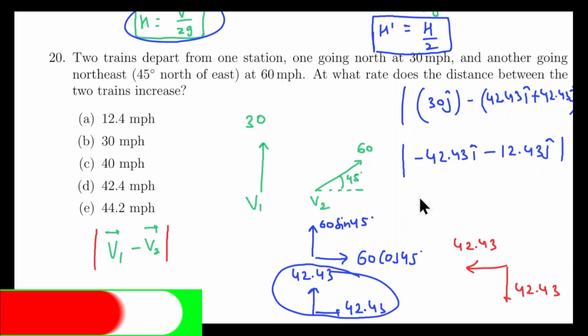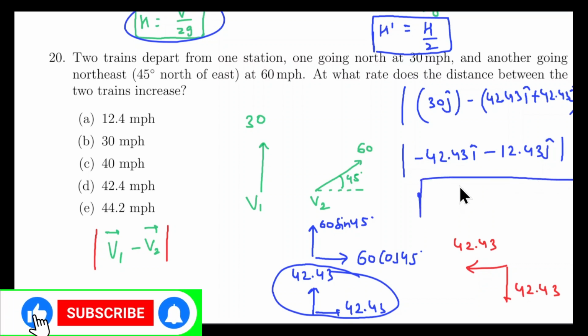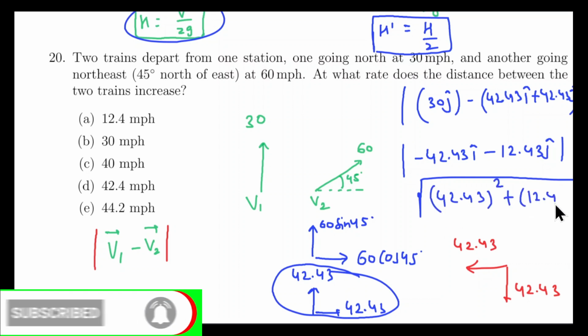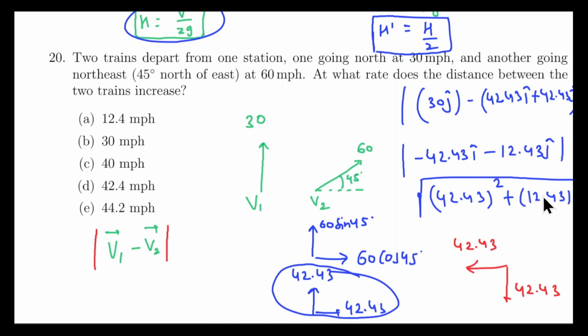And the absolute value of this will be the square root, by Pythagoras, of 42.43 squared plus 12.43 squared. I'm not writing the negative because even if you write it, you have to square it, which will become positive, so there's no point in writing that. And if I do all this, I'm going to get 44.2 miles per hour. So that should be our final answer.